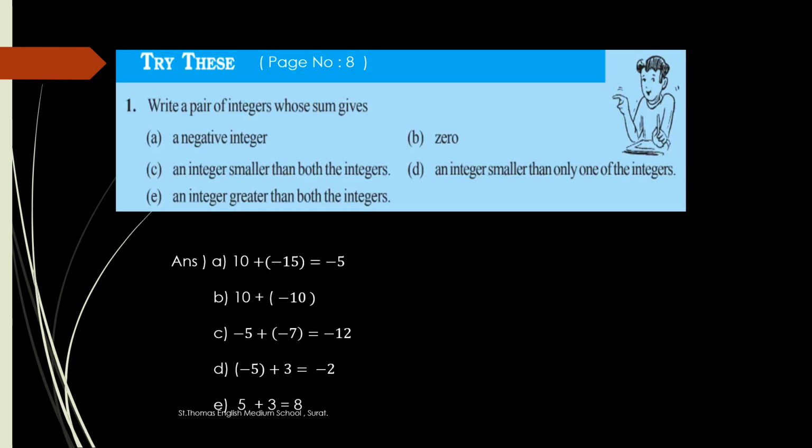Now try this from page number 8. Question number 1. Write a pair of integers whose sum gives, first one, a negative integer. So when we add two integers, right, the answer is again an integer. So first one.